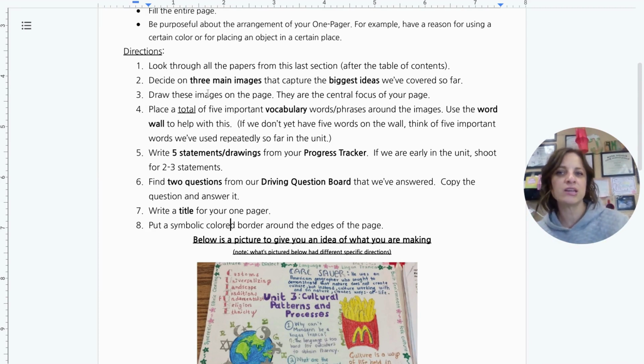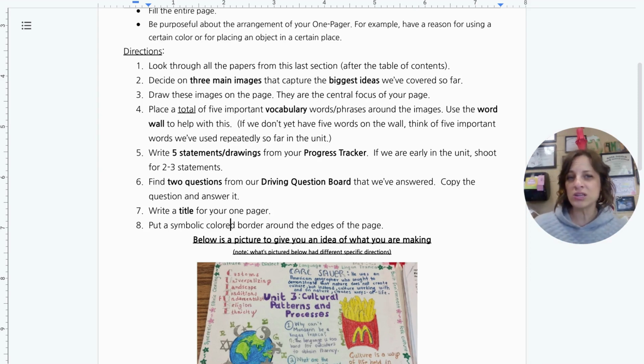Then they should decide on 3 main images that capture the biggest ideas of the unit that we've covered so far. They should draw these images because these should be the central focus of the one pager. Then they should find a total of 5 vocabulary words to place around the paper. And I recommend that they use the word wall for that.